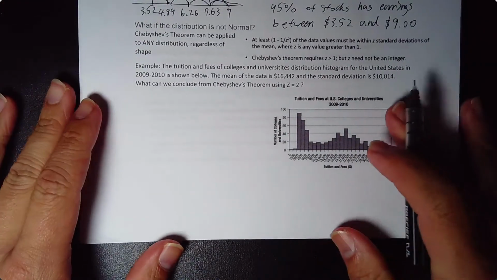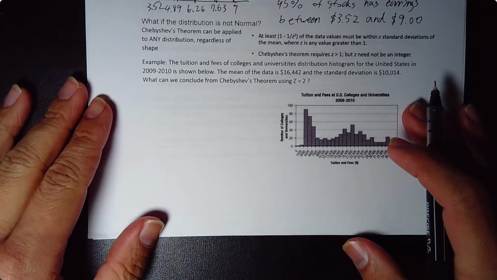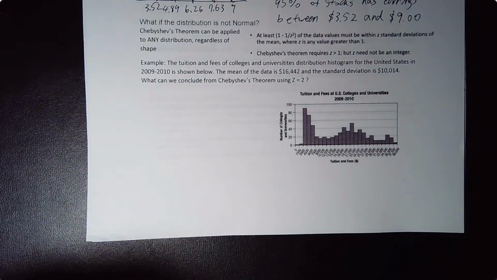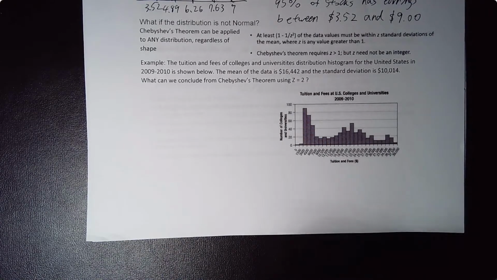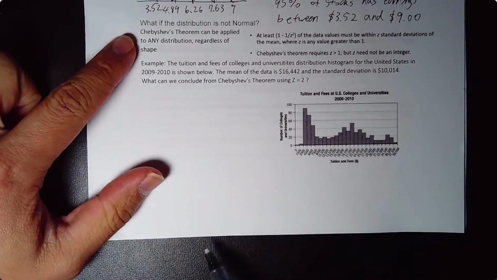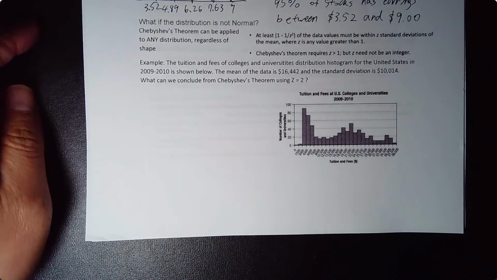Now, what if the distribution is not normal? So we don't have a bell-shaped curve. Do we have any rules that can allow us to make these kinds of statements? Suppose that we don't know the distribution at all, and we don't have a fancy name for it. Then we have Chebyshev's theorem, which can be applied to any distribution regardless of shape.